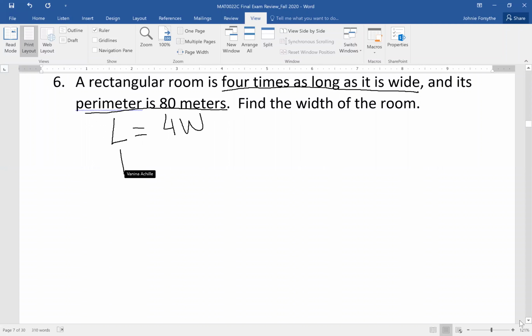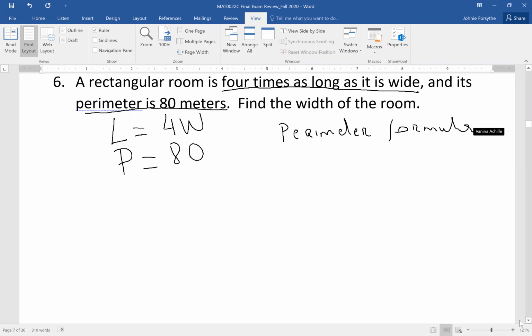So the perimeter P is 80. And the perimeter formula is P equals 2L plus 2W, which is basically just adding the sides, the 2 long sides and the other 2 smaller sides. And I'm going to use that formula, substitute the values that I know so I can get the width of the room.